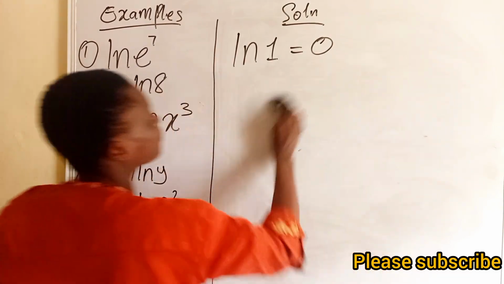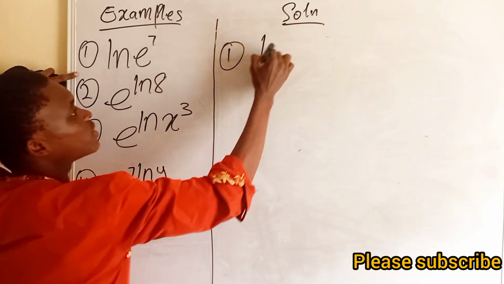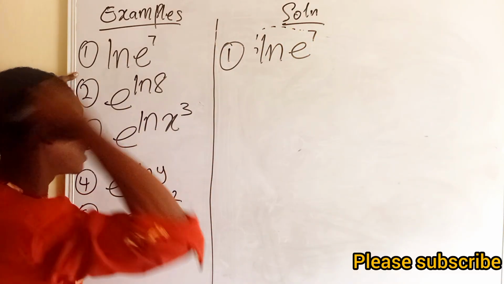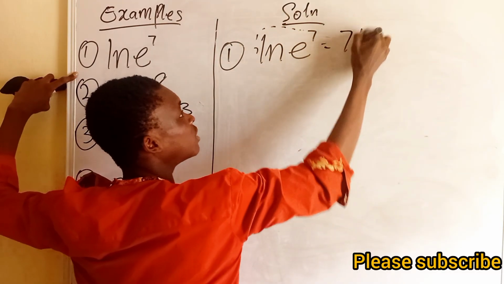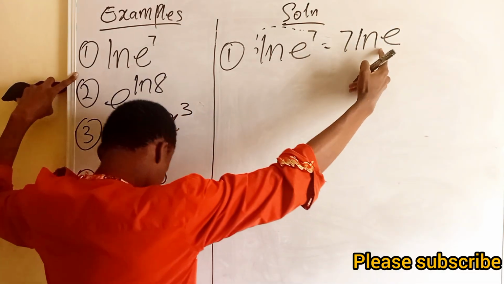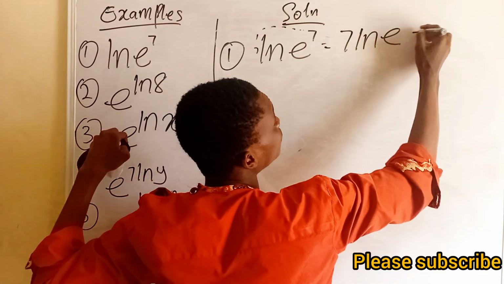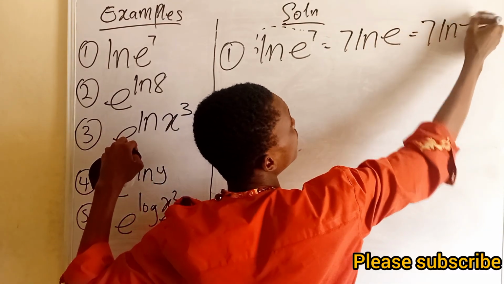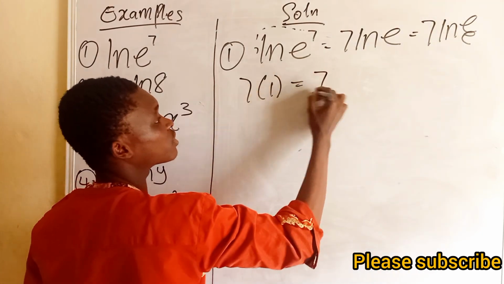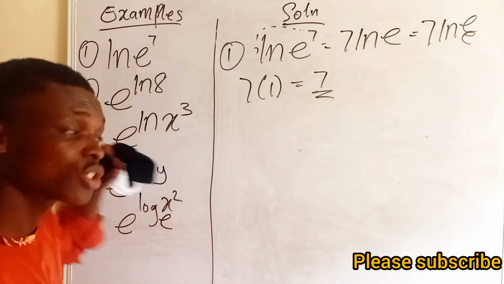So starting from number 1, this is the ln of e to power 7. This 7 comes back here to multiply. So from here we have 7 multiplied by the ln of e. But we know that the natural log comes with a base e. So this becomes 7 times the ln of e base e, and this is just 1. Because the natural log of e to base e gives us 1, so 7 times 1 gives us 7.